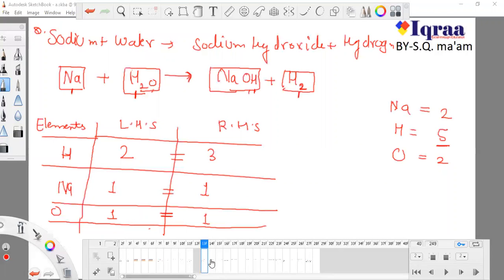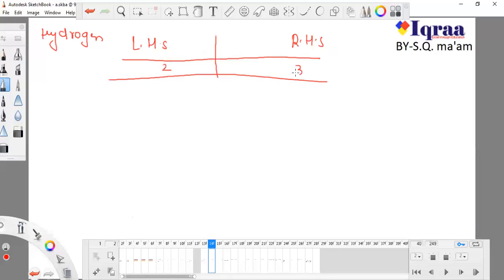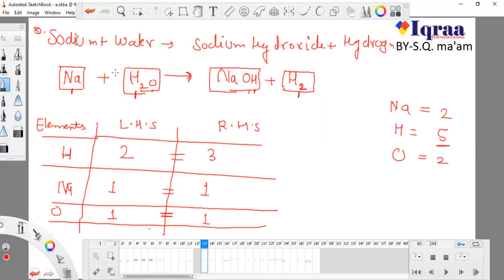Now hydrogen is 2 here and hydrogen is 3 here. I need to equalize them, so I will do one thing. I will multiply this side by 3, so it will be 6. Now what about this 3? I need to balance them, I need to equalize them. So I am trying to equalize them.